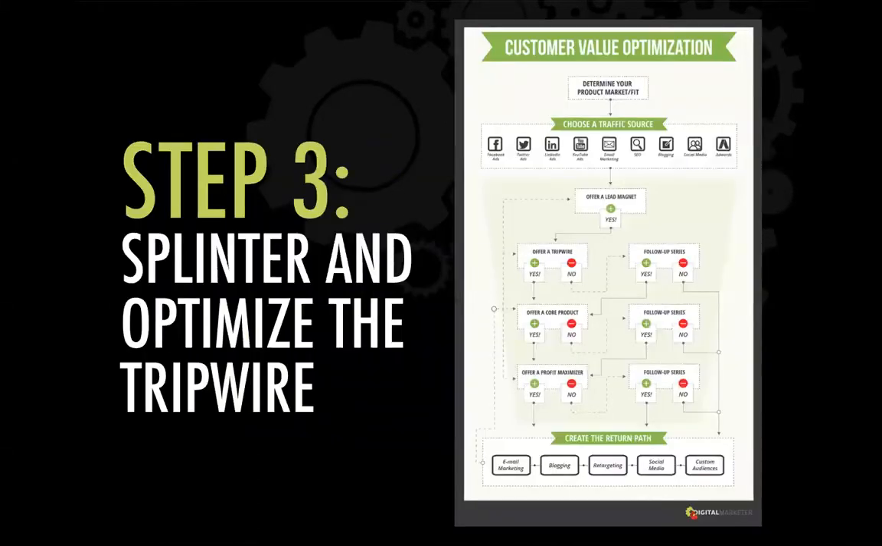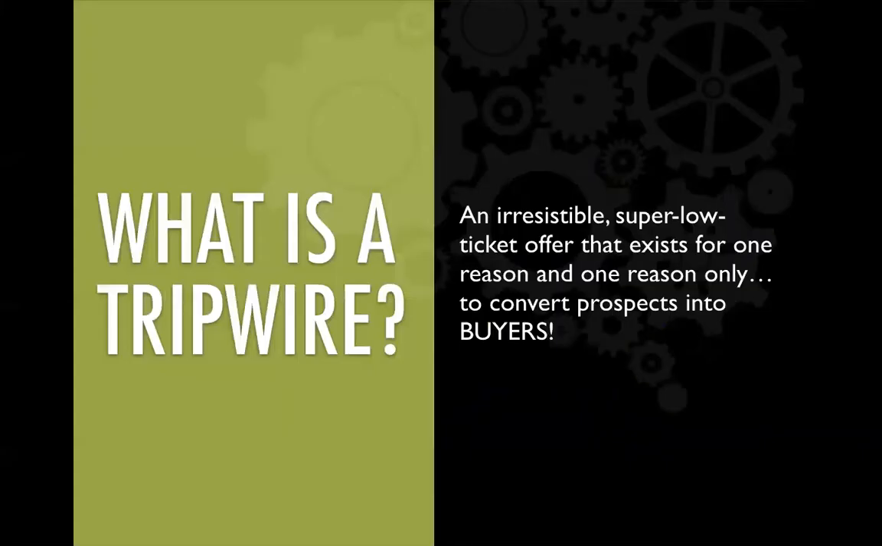So step 3, splinter and optimize a tripwire. We're following along here. We're at the offer tripwire stage right there on the screen. So what is a tripwire? A tripwire is an irresistible, super low ticket offer that exists for one reason and one reason only, to convert prospects into buyers.